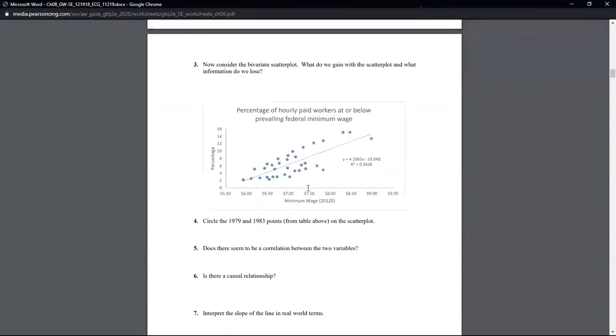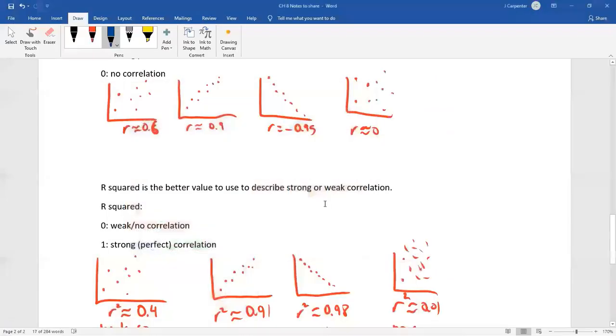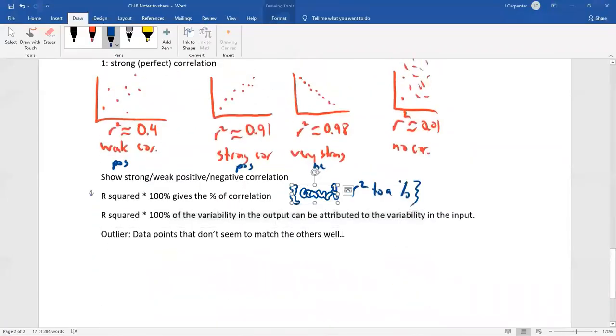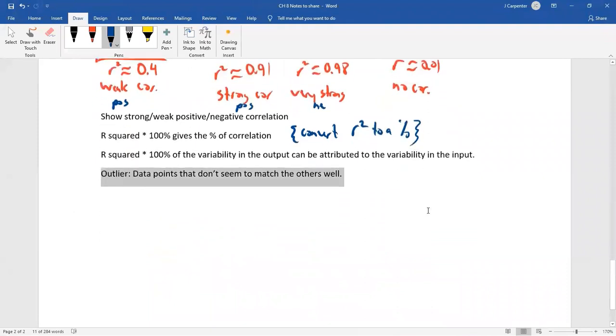Last thing I wanted to talk about, well, first of all, show you that definition that was on the screen, but I didn't talk about when it was on the screen. Outliers are data points that don't seem to match the others very well. So let's say you got a graph that looks like this.